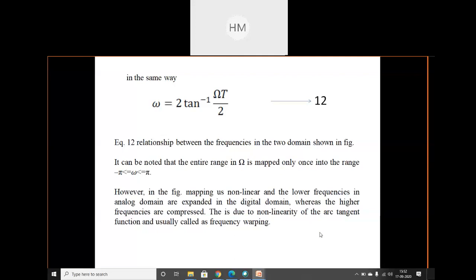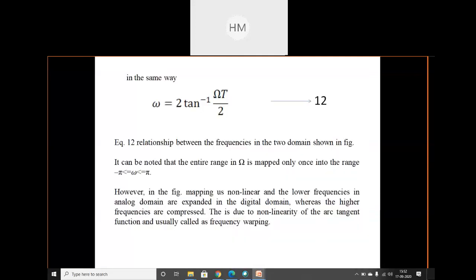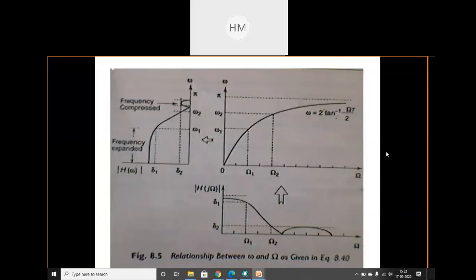In the exam, they can ask you what frequency warping is and where this term is related to. We should know this term comes from your bilinear transformation equation. If it is for more marks, you can write the whole theory and at last mention frequency warping. If a small question is asked, then you can just define what it is. Is it clear? And this is the diagram showing the relationship between omega and ohm.